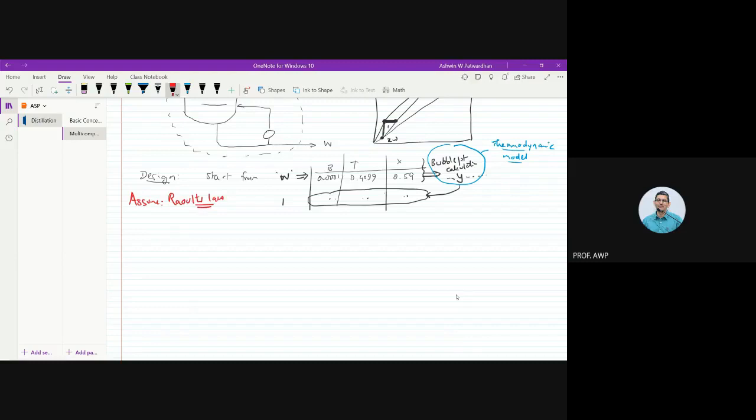So if you assume Raoult's law, can you do a bubble point calculation for benzene equal to 0.0001, toluene equal to 0.4099, xylene equal to 0.59? Yes or no? Yes, sir. So that means you will be able to calculate the values of y, which are in equilibrium with this particular value of x. That's a bubble point temperature calculation.